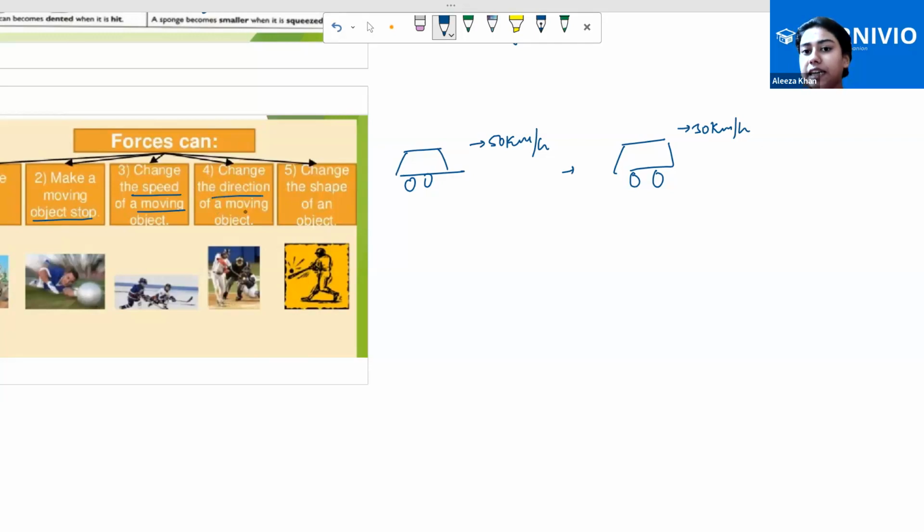Then it can change the direction of a moving object. If you have thrown the ball, let's say in this direction, okay, yes or no? Yes, ma'am. So the bat, let's say a force has been applied by the bat.